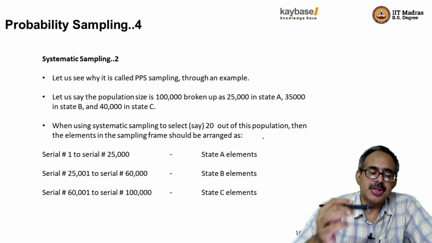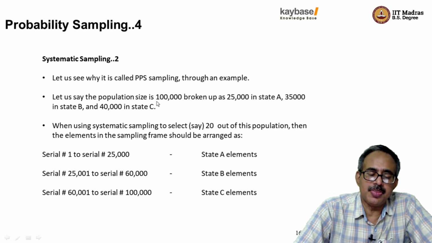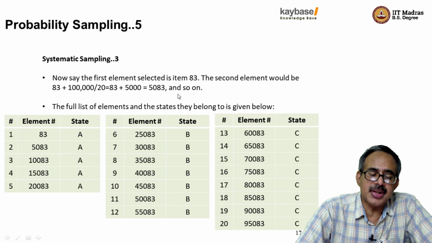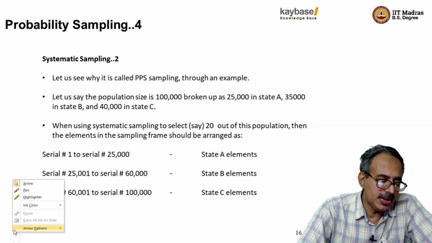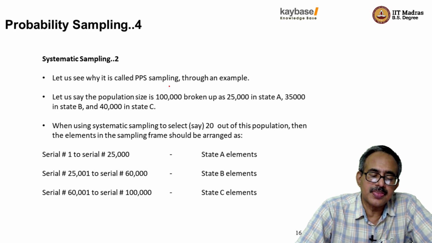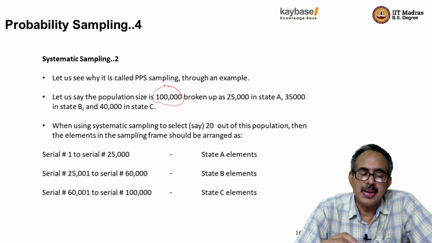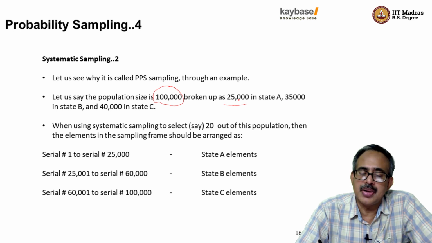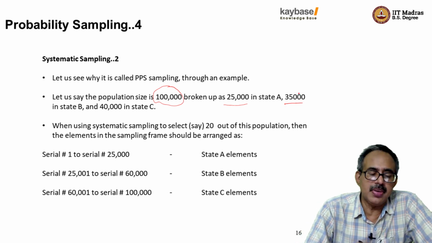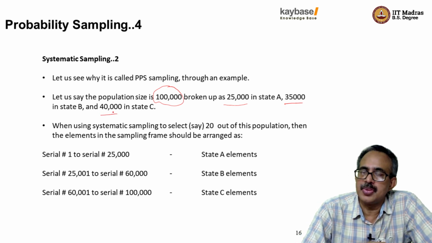Let us take the same example. 100,000 is the population. Let us say it is only 3 states: Maharashtra, Karnataka and Tamil Nadu. Let us say Maharashtra has got 25,000 people, Karnataka has got 35,000 people, and Tamil Nadu has got 40,000 people. Now we have to select just 20 out of this 100,000.